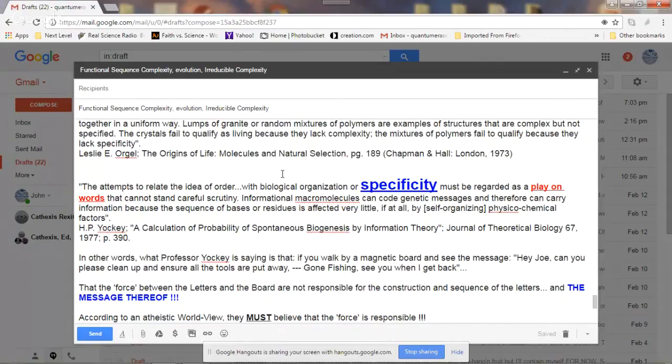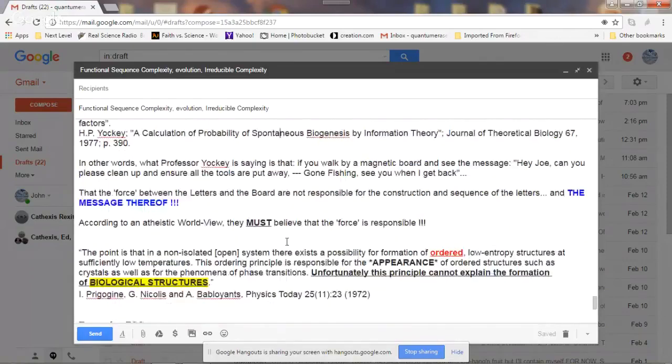In other words, what Professor Yockey is saying is that if you walk by a magnetic board and no one's around, and you see the message, "Hey Joe, can you please clean up and ensure all the tools are put away? Gone fishing, see you when I get back," the forces between the letters and the board are not responsible for the construction and the sequence of the letters and the message thereof. I mean, that's ridiculous absurdity. According to an atheistic worldview or a materialist worldview, they must believe that the force is responsible.